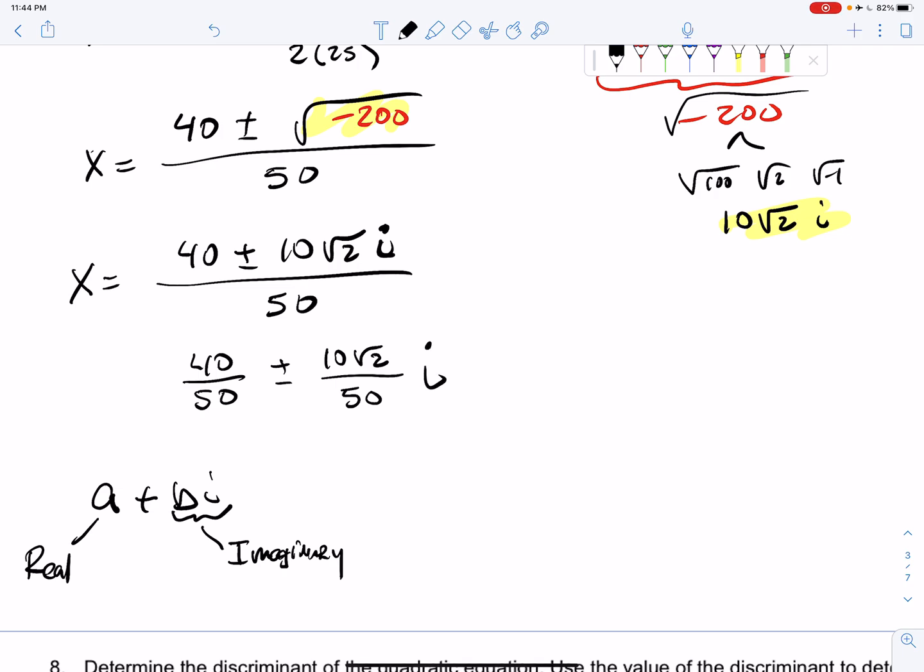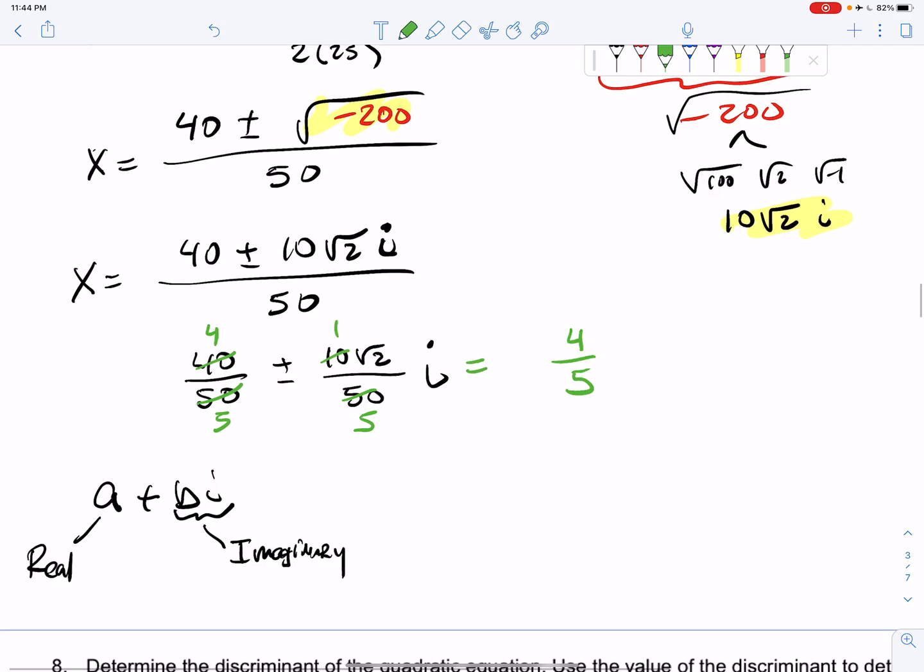Of course, you can see some common factors that are going to reduce here, like 10 goes into 40 4 times, and 10 goes into 50 5 times. So that's just going to be 4/5. And then 10 goes into 10 once, and 10 goes into 50 5 times. So it's sort of bugging me right there. Let's rewrite that a little better. So we've got 4/5 plus or minus square root of 2 over 5i.